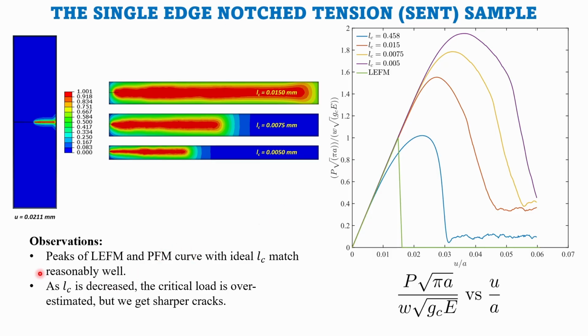So we observe the peaks of LEFM and the PFM curve with ideal LC match reasonably well. This one and this one. And as LC is decreased, the critical load is overestimated, but we get sharper cracks. So you have to decide what you want to do. If you want sharper cracks, you don't have to use this predicted LC. You can always use a value much lesser than that. But again, if you are designing a material, it is safer to use this predicted LC. Okay.